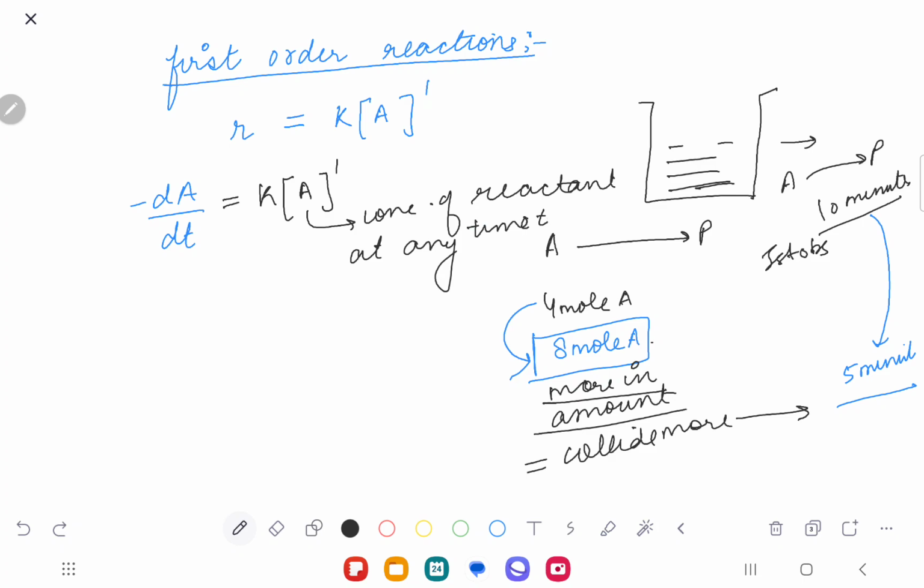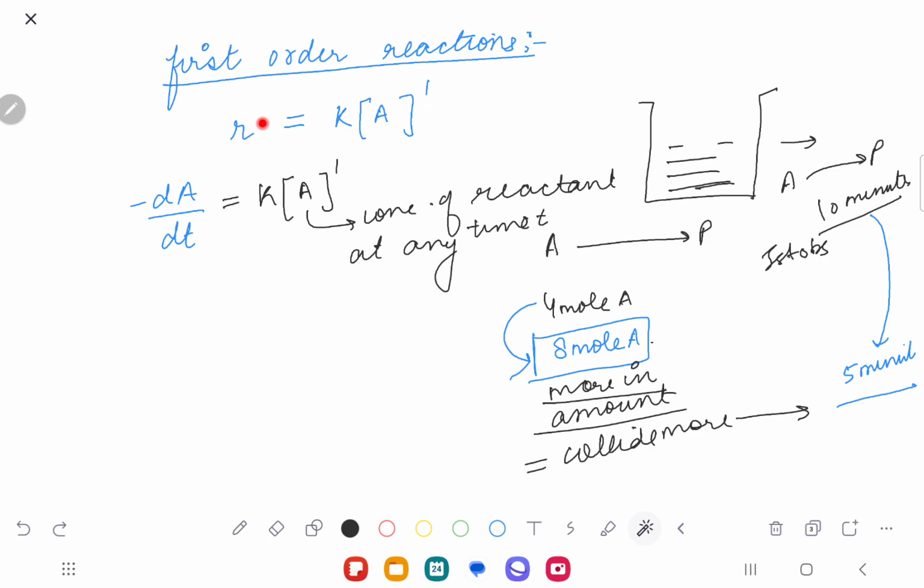At any time t, if you put in the initial concentration here, you will get the initial speed. If you put the concentration after 5 seconds, you will get the speed after 5 seconds. If you put the concentration after 10 seconds, you will get the speed after 10 seconds. I hope you're understanding.